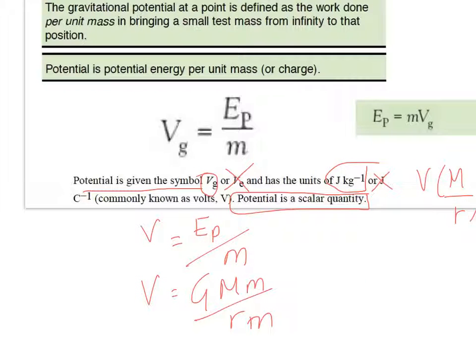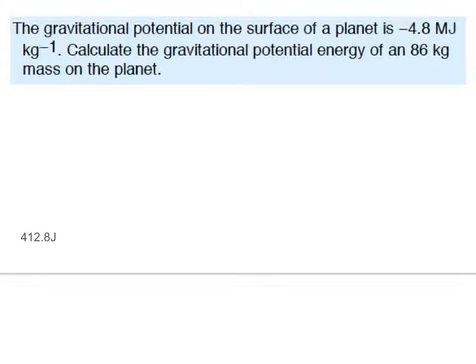Okay, so that's simple enough. We have the potential energy, which is G m over R, but it's per unit mass. So of course these two cancel out and we end up with G m over R. Okay, and that's how we work out potential. Try a few questions now to learn the formulas.